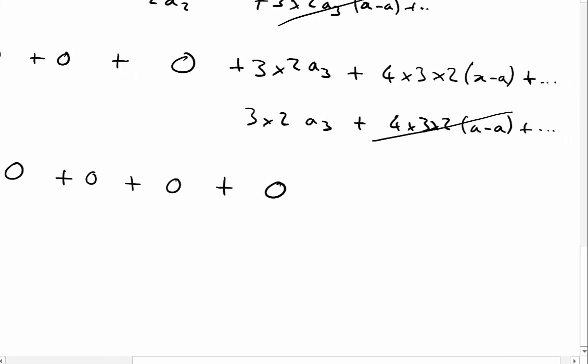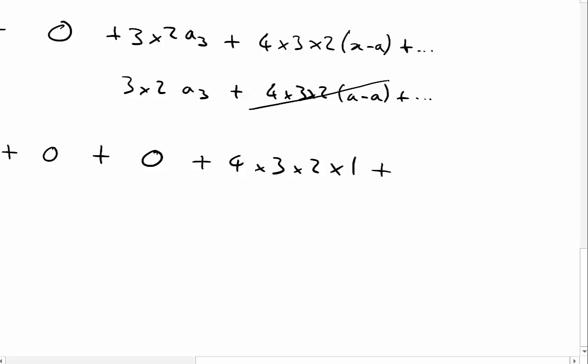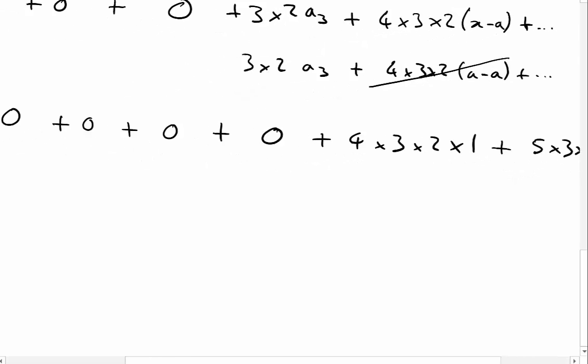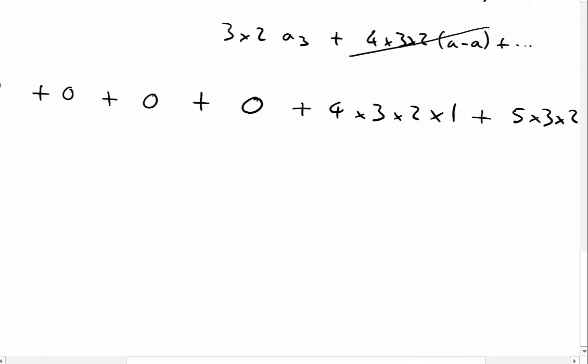So therefore, this is going to become 4 times 3 times 2 times 1 plus something which is going to involve, I think it's going to be, let me just check, 5 times 3 times 2 times (x minus a). That's going to be the next term. Okay, so when I plug in a into that to make all subsequent terms disappear, I'll just be left with 4 times 3 times 2 times 1.